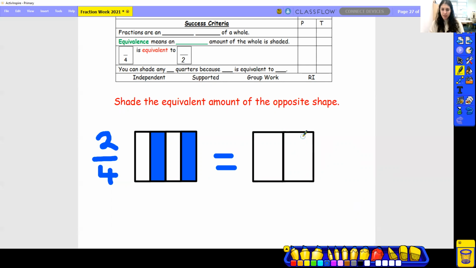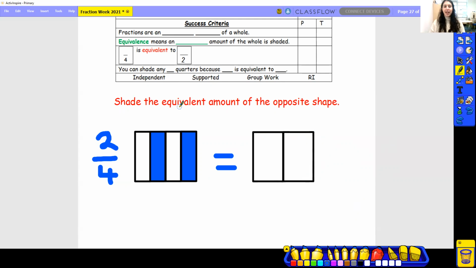I can't shade a bit of this here, like this, and then a bit of this one here, so that it kind of matches. I can't do that. So what do I need to do? How much of this shape do I need to shade to make it an equivalent, an equal sized amount to the blue bits in this shape?